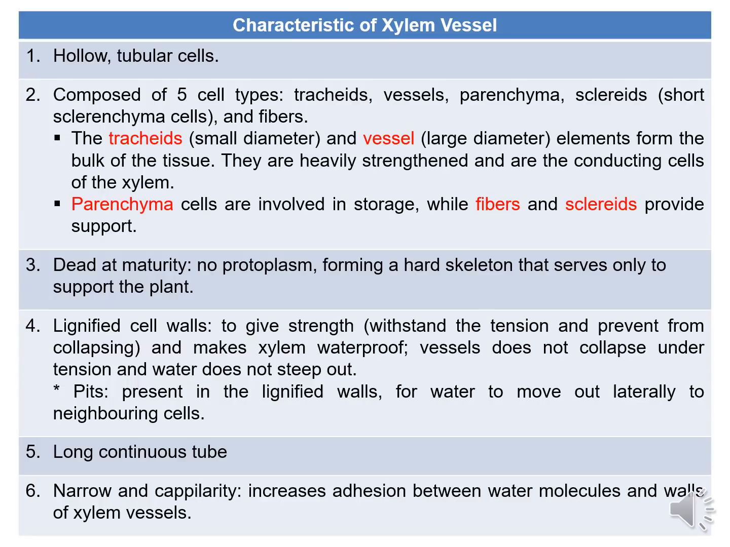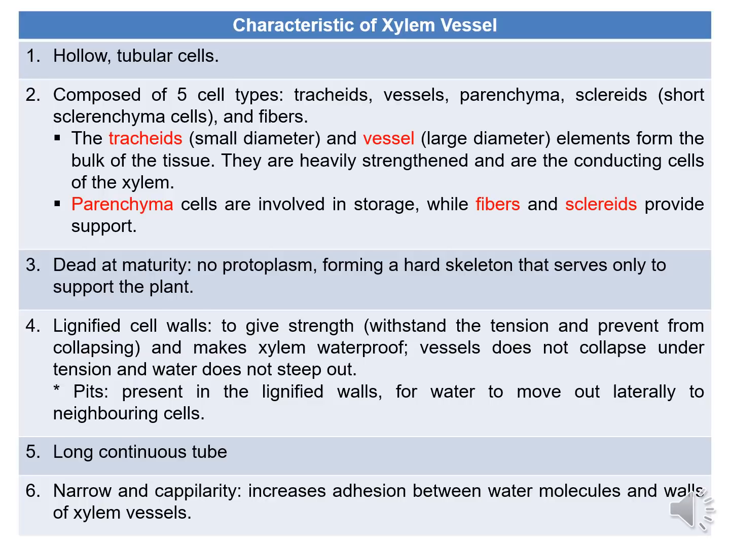The trachea, for example, they are small in diameter, and vessel, they are large in diameter, form the bulk of the tissue. So the difference between trachea and vessel is just the diameter of this structure. They are heavily strengthened and are the conducting cells of the xylem. So now we know the one that strengthening the xylem is played by the trachea and also the vessel.